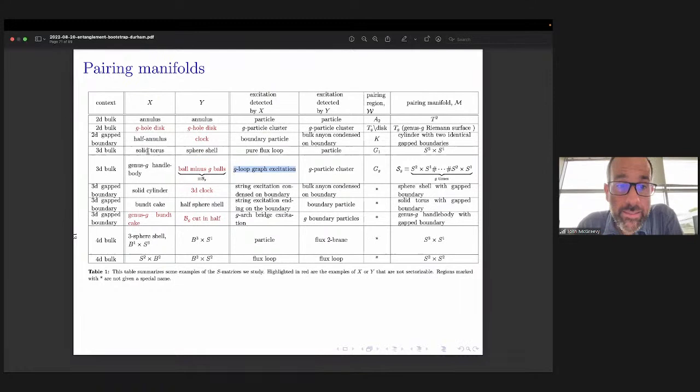In that case, X is the genus G handlebody, and Y is the ball minus G balls. It's the thing that detects a cluster of particles which are created by a single operator. The support of the unitary operator that creates them is itself a graph. And the pairing manifold in that case is this connected sum of G copies of S2 times S1.